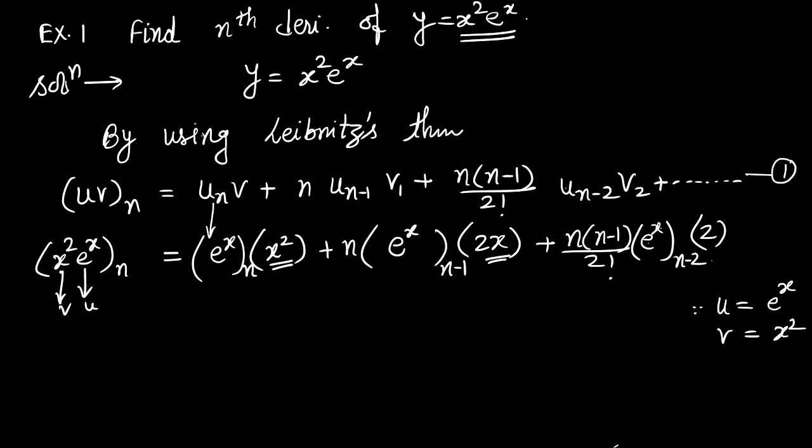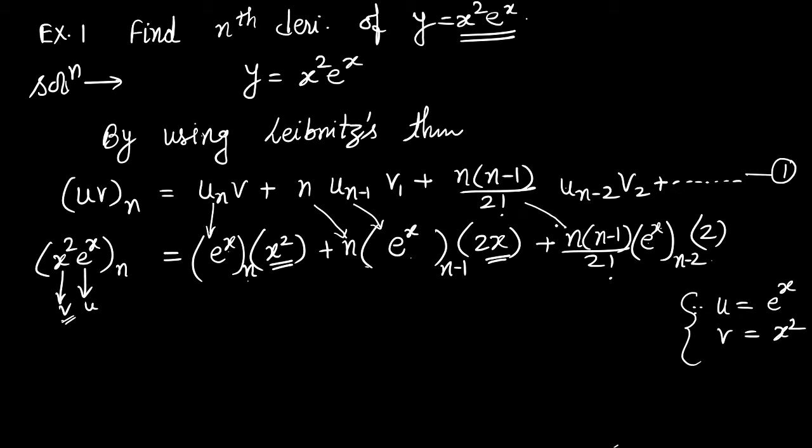Now here x square is the algebraic term, therefore we consider this as v, and the exponential term, that means a continuous function, we consider as u. And then apply this Leibniz theorem. E to the power x, its nth derivative, plus v as it is, that means x square. Then n as it is, here u its n minus 1 derivative, and the derivative of x square is 2x.